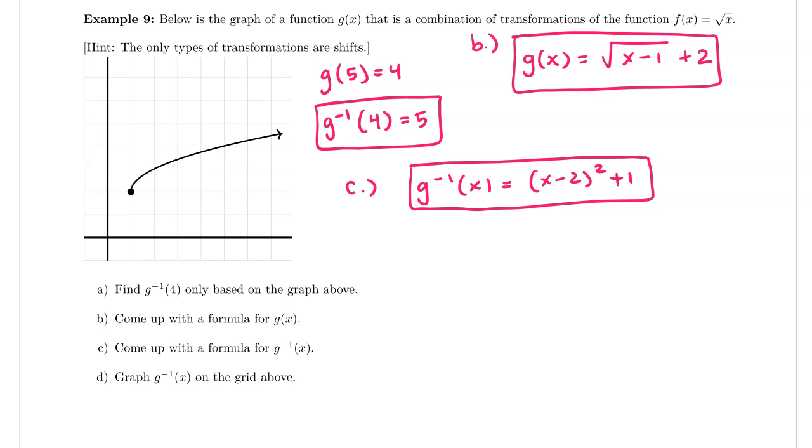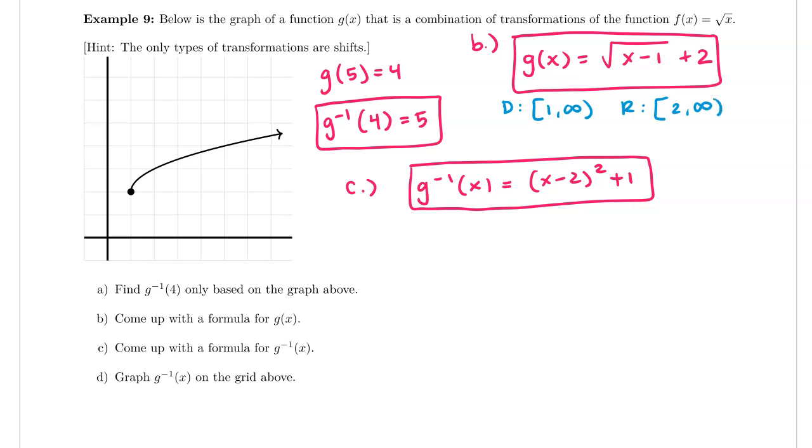So part D says graph g inverse on the grid above. Before we do that, I want to go back and define the domain and range for our original function. So we have g of x here. Our domain is, I could only plug in numbers that are 1 or larger because we're dealing with this square root. So my domain is going to be 1 to infinity. And then we can see that our range is starting at 2 and then going off to infinity. Why am I bringing this up?